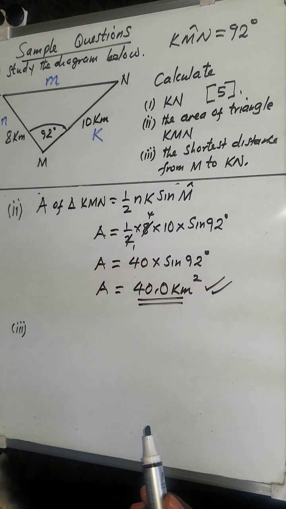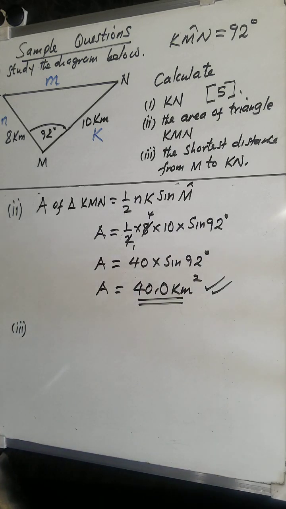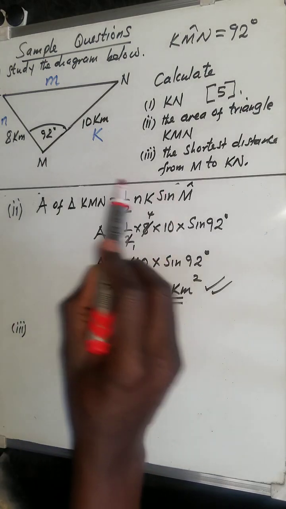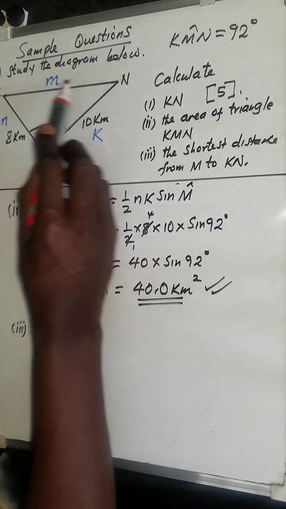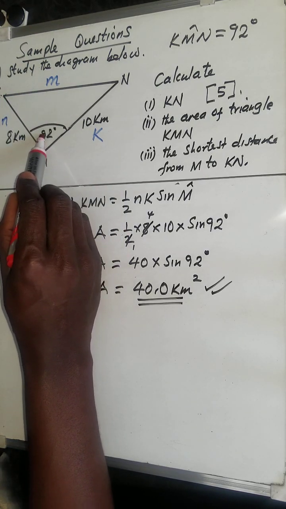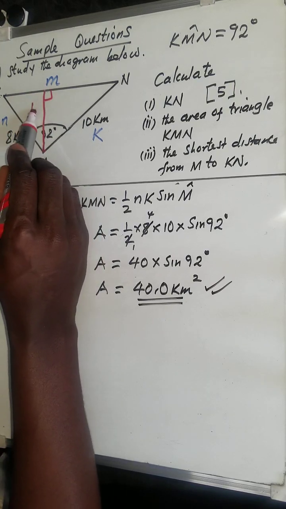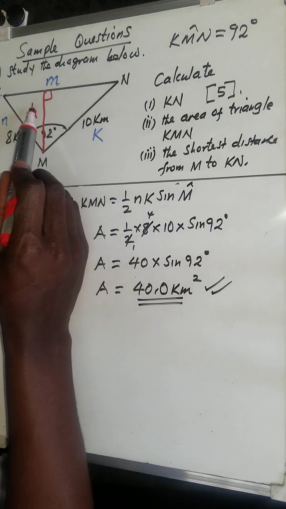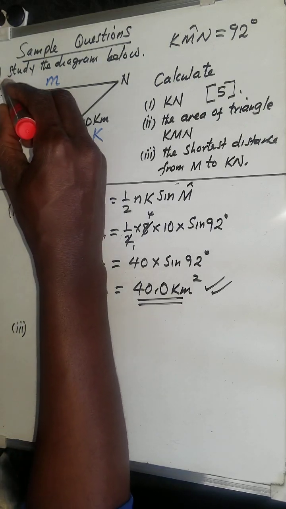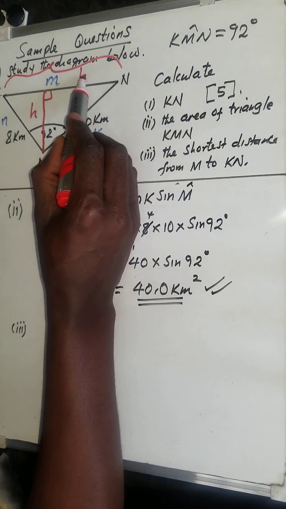shortest distance from M to KN. Now, when they tell you to find the shortest distance, this is the simplest question that you should have. So from this point M to KN, you should always draw a line to meet KN. It will always meet at 90 degrees. And from this to where it is meeting the line, that is your height. That height is the shortest distance. And the distance from K to M, that is going to be your base.